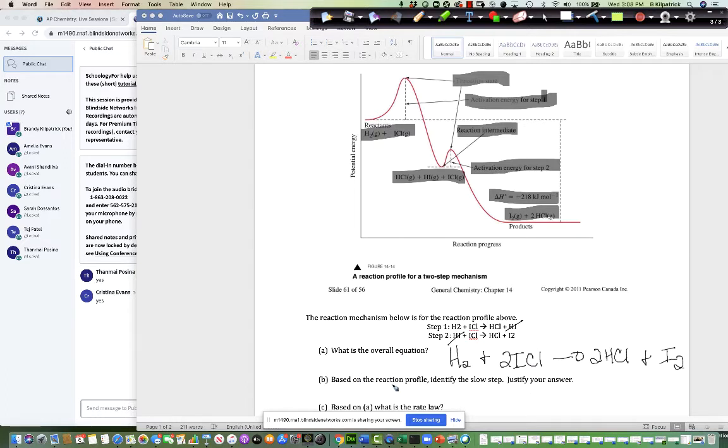Okay, based on the reaction profile, identify the slow step. If you look, here's the first step, here's the second step. The first step requires more energy, so that step should take longer because more energy has to be put in initially. So based on this profile, the first step is going to be the slow step here. All right, and then the next question is asking for the rate law.